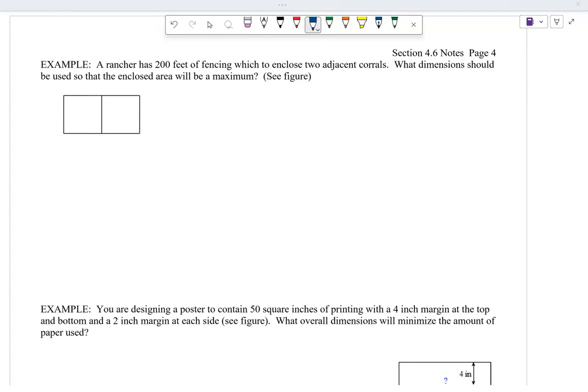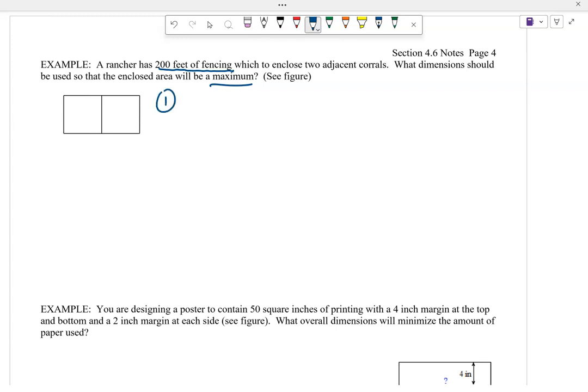Now let's take a look at this example here. We've got a rancher has 200 feet of fencing that's like to enclose these adjacent corrals that are shown below. What dimension should be used so that the enclosed area will be a max? We're trying to maximize area.